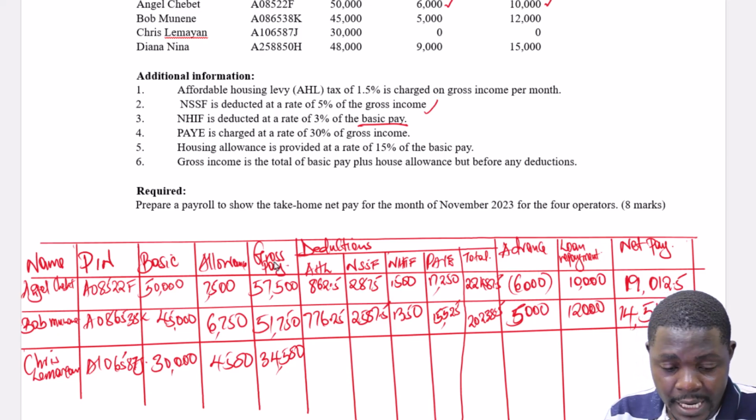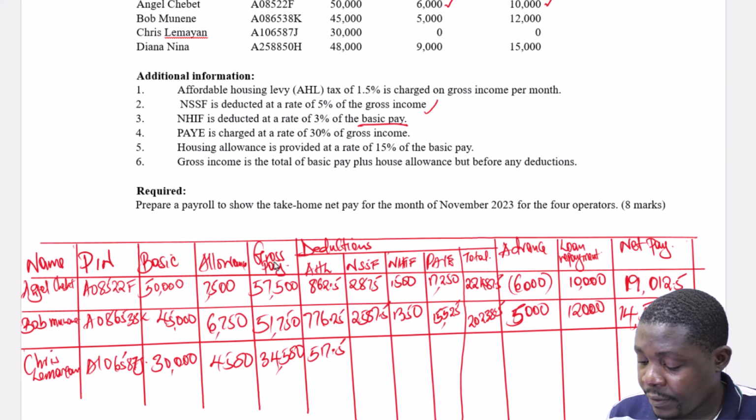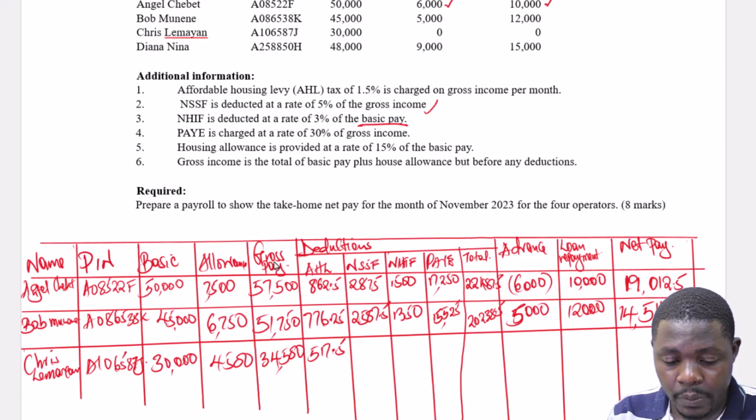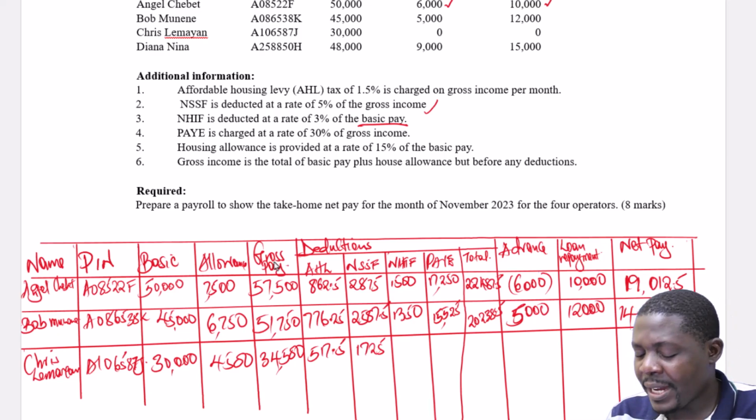Right, now we can find deductions. Housing levy is paying 517.5. NSSF, the guy is paying 1,725.